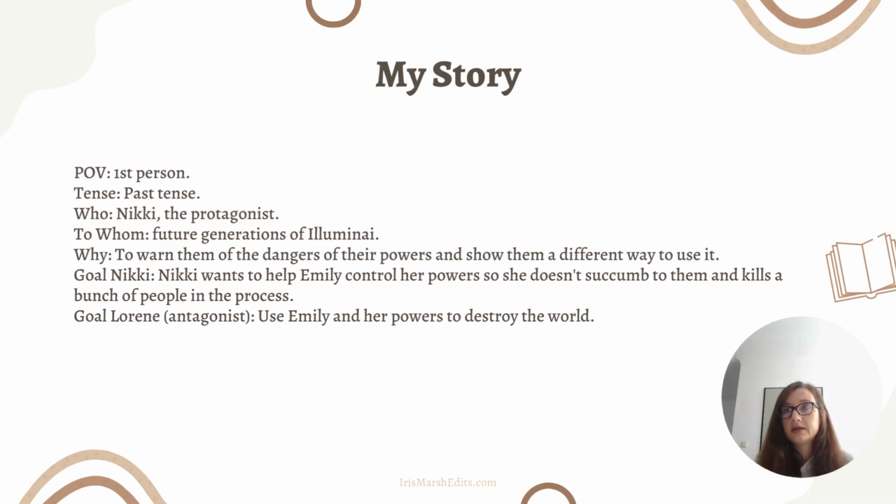Nikki's goal is to help Emily control her powers so she doesn't succumb to them and kill a bunch of people in the process. The goal of Loreen, the antagonist within this first draft, is to use Emily and her powers to destroy the world. So here you can also see that these goals that these two characters have are opposing. So the protagonist wants to help this person so that she doesn't kill a bunch of people, while the antagonist wants to use this person and does want to hurt a lot of people. So these goals are clashing against each other.